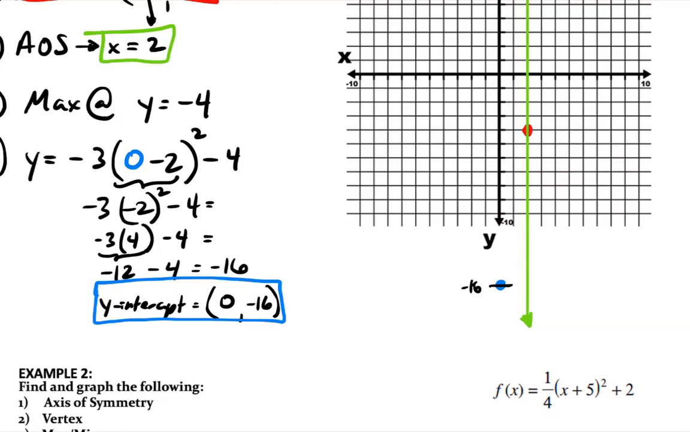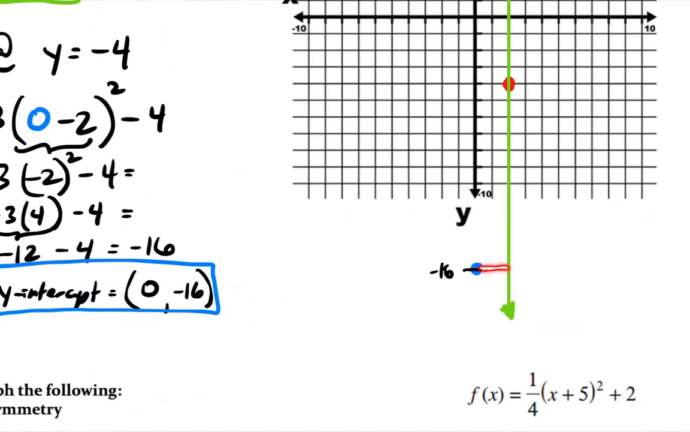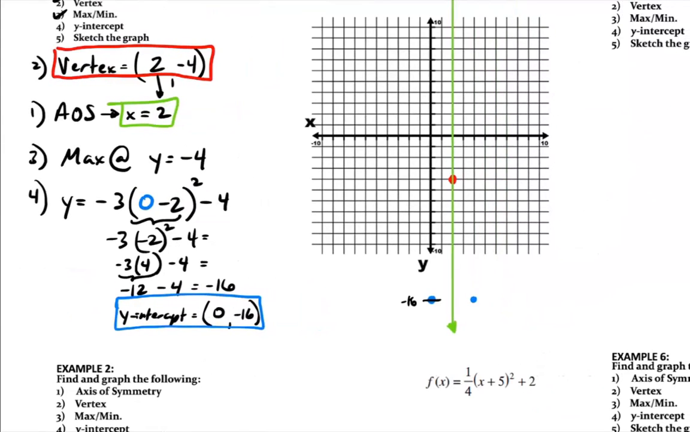I have a dot on one side. What do I do to the other? I got to have a dot in the same spot on the other side. So over here, I'm 2 units away from the line. So that means I got to have a dot 2 units away over here. Sketch the graph. Done.